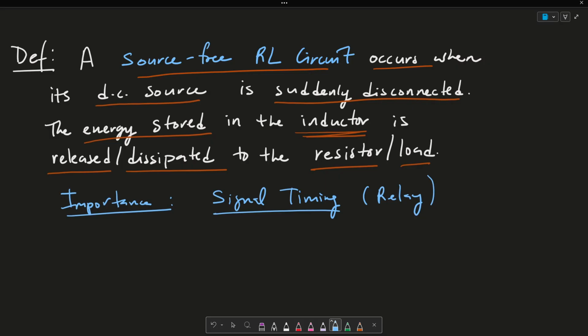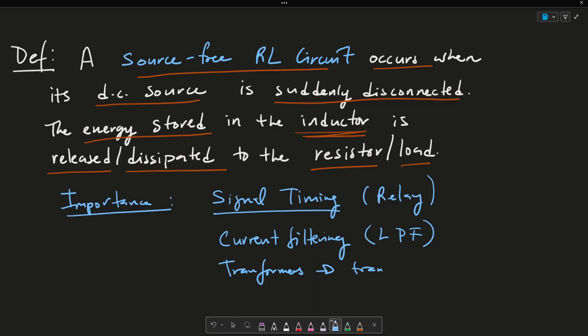Another use of the source-free RL circuit is current filtering. If you wanted a low-pass filter for current, you could use an RL circuit. You can also use inductors for transformers, which is the transfer of electrical power. In order to get to the level of using an inductor for things like signal timing, current filtering, and transformers, we need to first start off by understanding the low-level baseline, such as the source-free RL circuit.